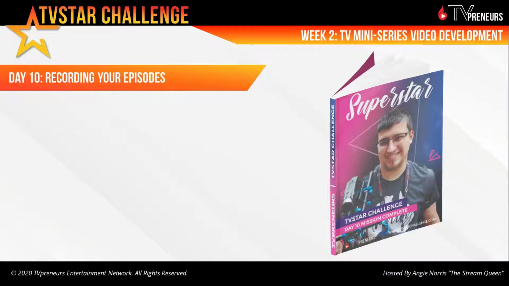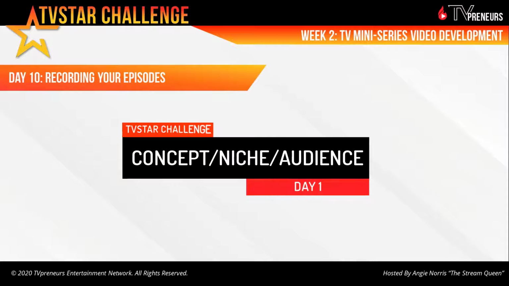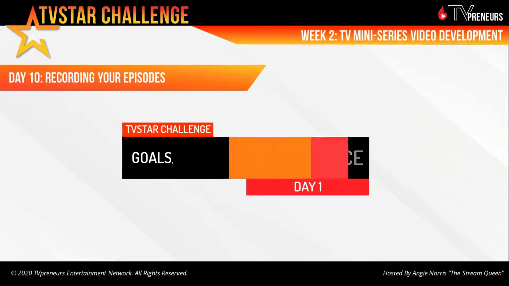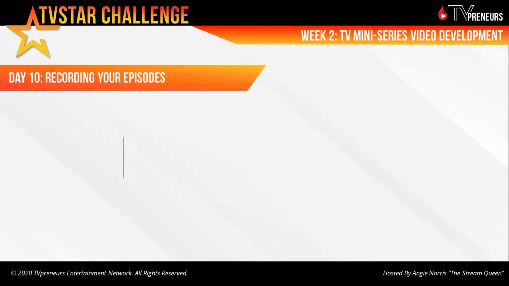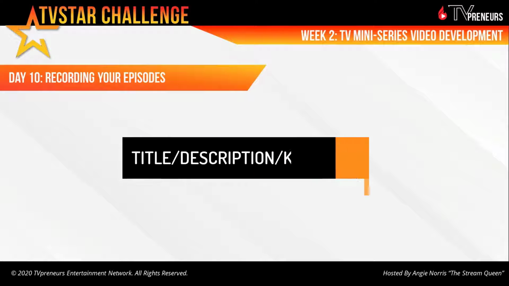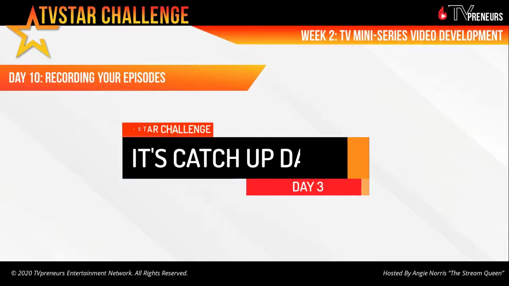From day 1 to day 10, we've covered several items. Day 1, defining the concept of your TV miniseries, as well as defining your niche and audience. Day 2, we talked about the goals of your TV miniseries, what pain points you are solving, what new opportunities you are providing, and what calls to action you want your viewers to take. In day 3, you titled your TV miniseries, outlined the description, and noted your keywords and genre. Day 4 and 5 were catch-up days.